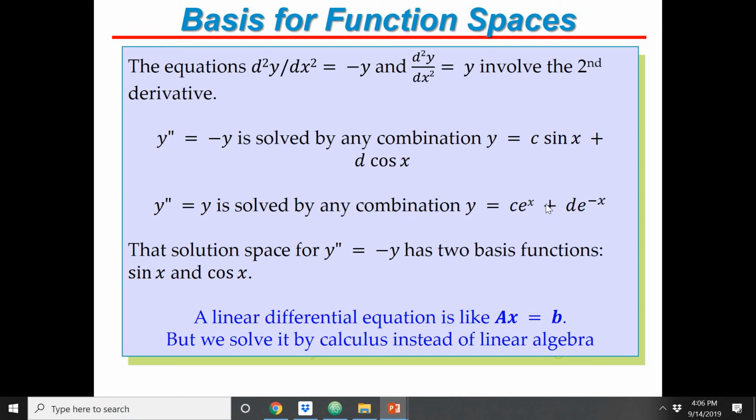And here is back the same thing we had in the previous slide, where the basis consists of e to the x and e to the minus x. And again, like with vector spaces that we have seen, the identification of the basis is not unique, but the number of independent vectors, or in this case functions, in the basis is unique.